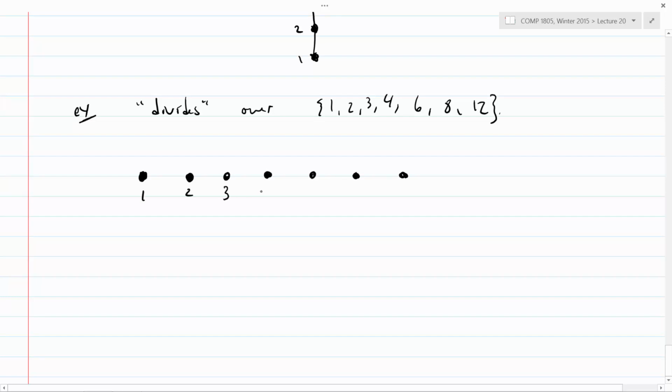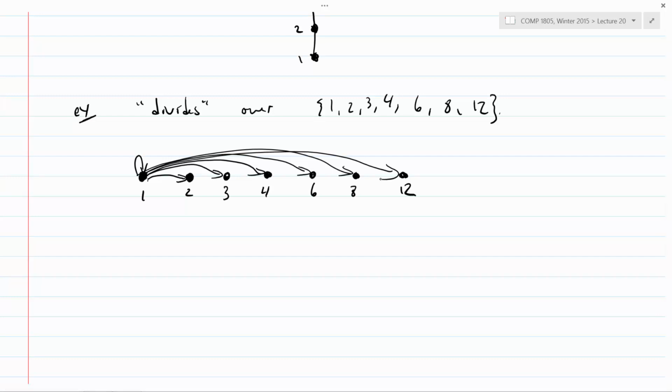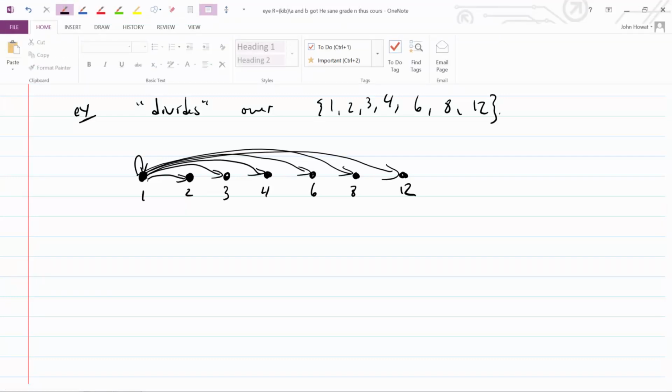1, 2, 3, 4, 6, 8, 12. What does 1 divide? 1, but also 2, 3, 4, 6, 8, and 12. So that's the first one. This is not the Hasse part. I'm starting from scratch for this. Okay, so that takes care of 1.